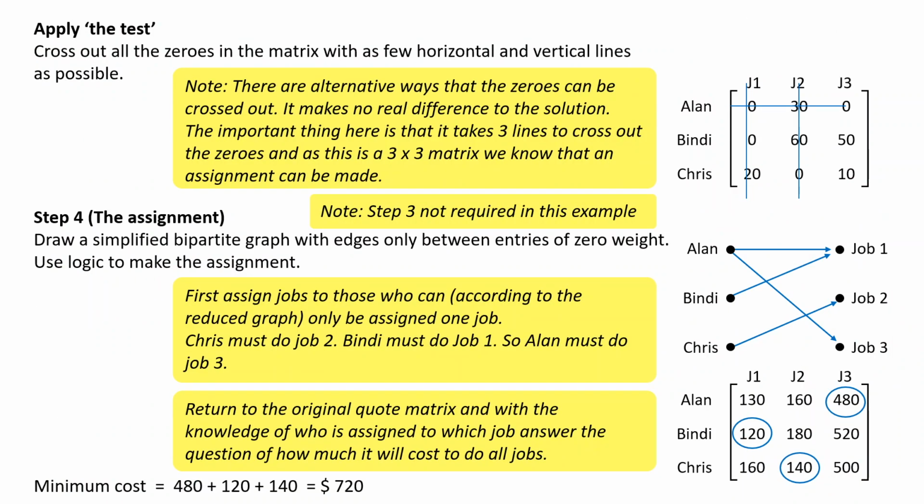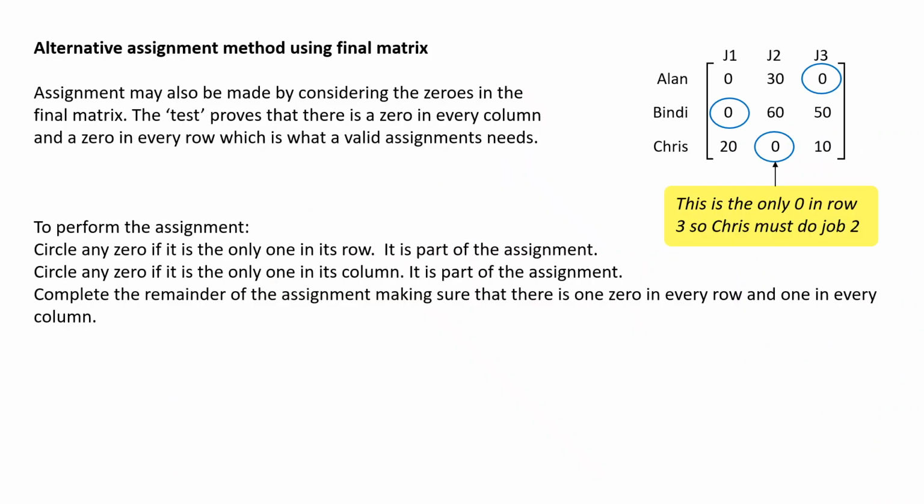Then you apply the test again, and because now you have to use 3 lines to cross them out, you can just apply the assignment like this. And you find that the cheapest way is to give Alan job 3, Bindi job 1, and Chris job 2, and the expected cost here is $720, the minimum cost. Alright.